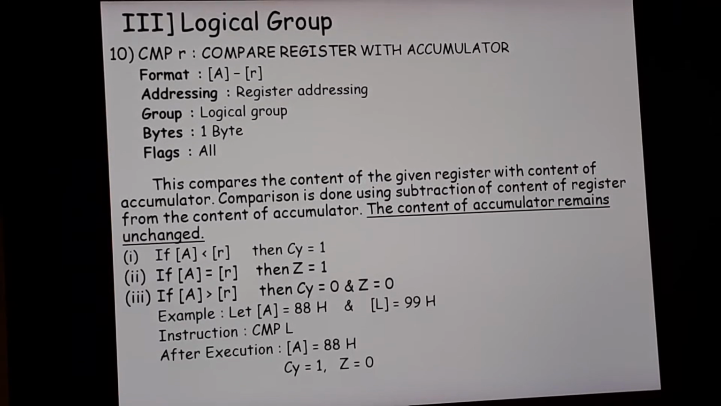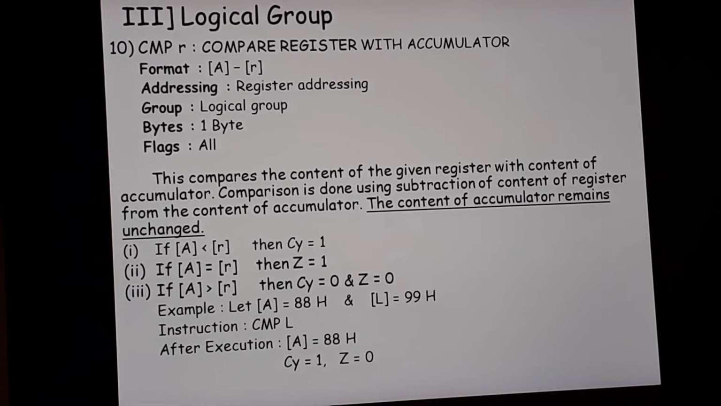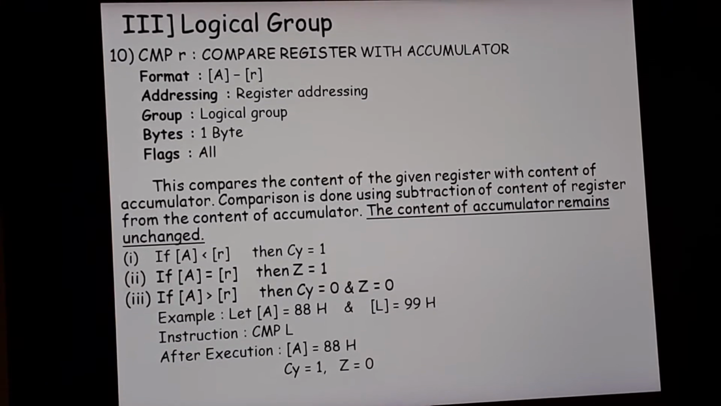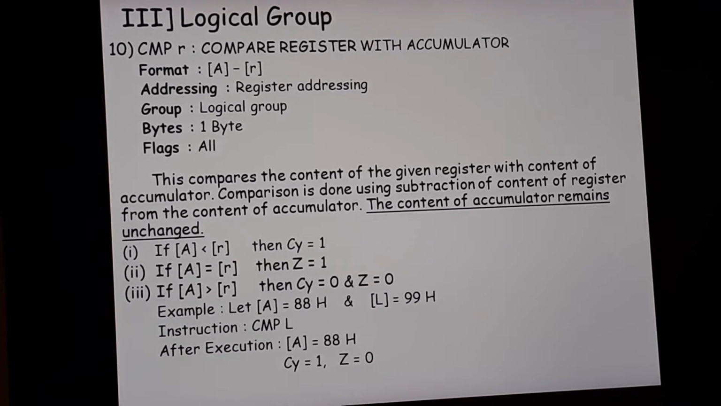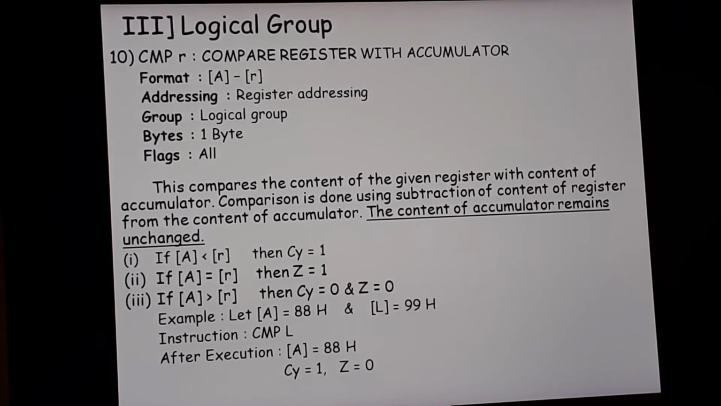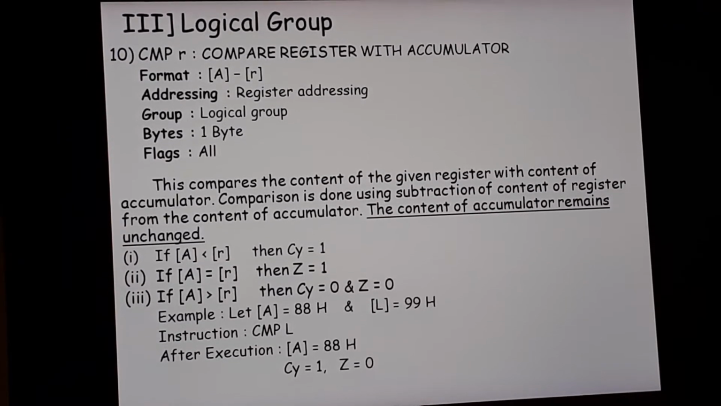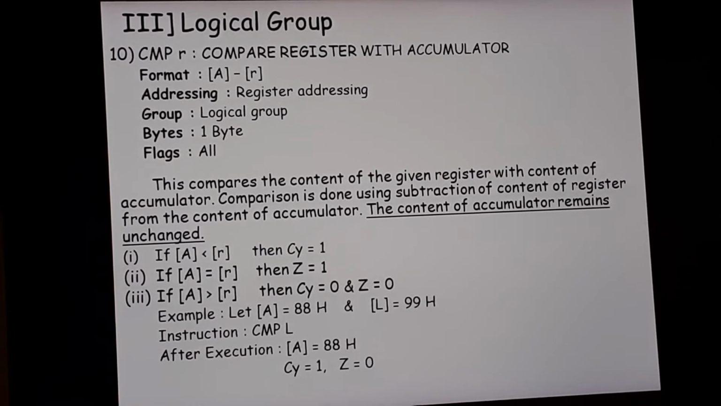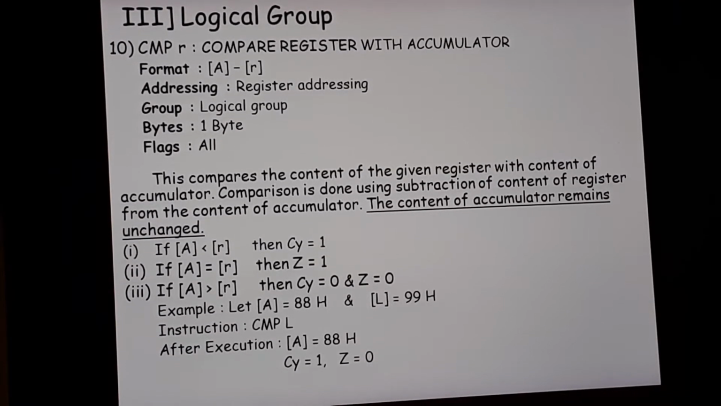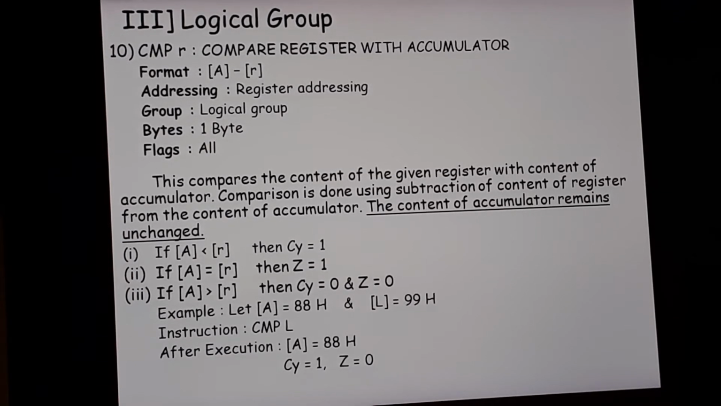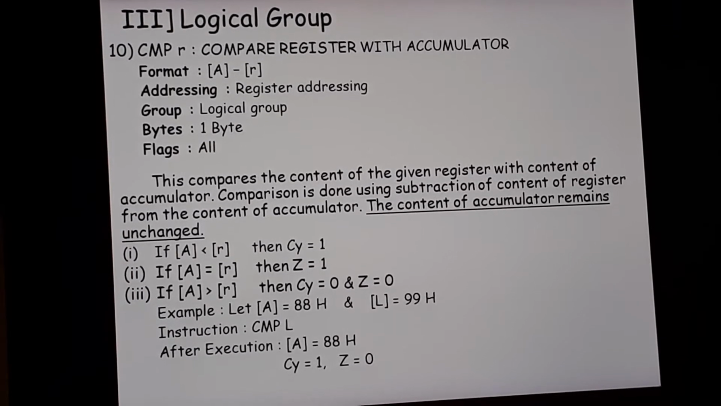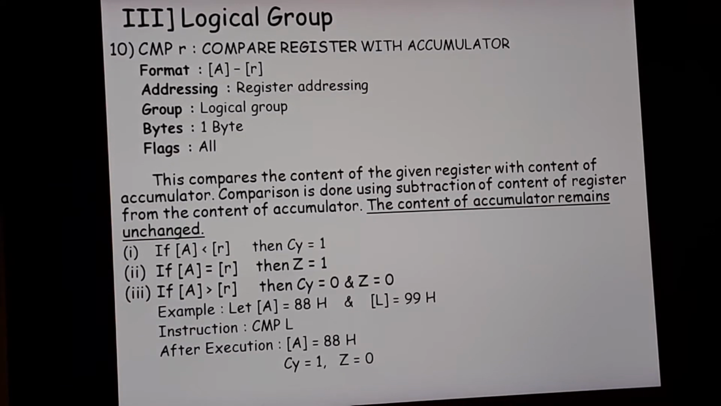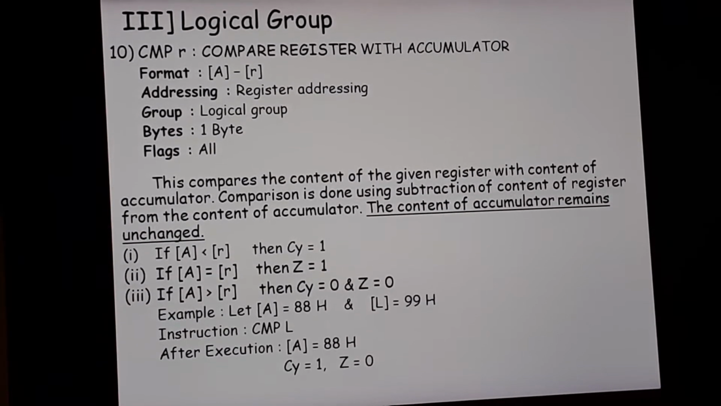So the explanation here is this: this instruction compares the content of the given register with the content of the accumulator. Comparison is done by using the subtraction of the content of the register from the content of the accumulator. Okay, and the content of the accumulator remains unchanged. This particular explanation is a little different, so you need to learn what it does. You can write it on your own. Once you read it, you will understand from the example also.